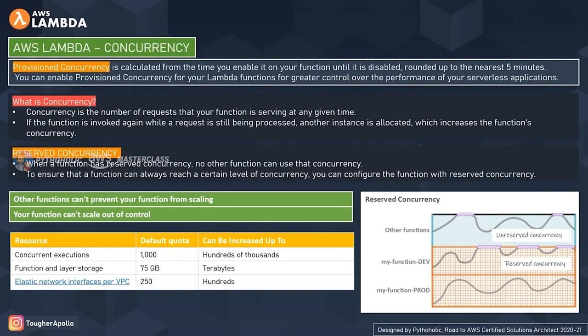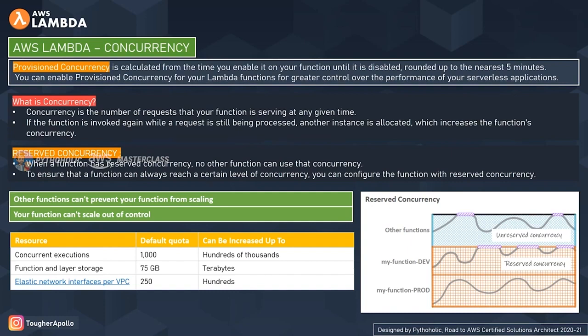As I have already told you, concurrency is the number of requests that your function is serving at any given time. In order to ensure that a function can always reach a certain level of concurrency, we can configure the function with reserved concurrency. As the term suggests, we are trying to reserve concurrency quota for a function for its efficiency or need. With reserved concurrency, we have the following effects. One, other functions can't prevent your function from scaling, and the other is that your function can't scale out of control because it has a limit on the concurrency to which it can scale.